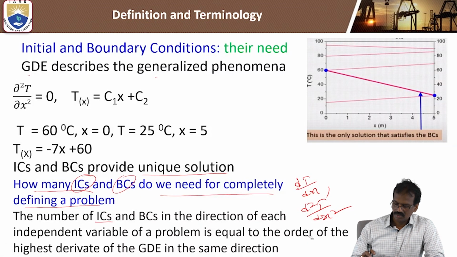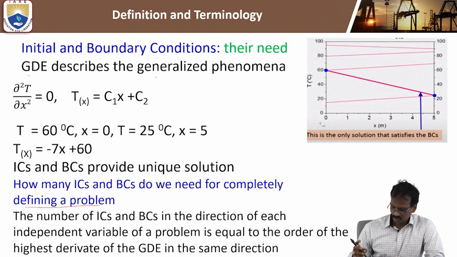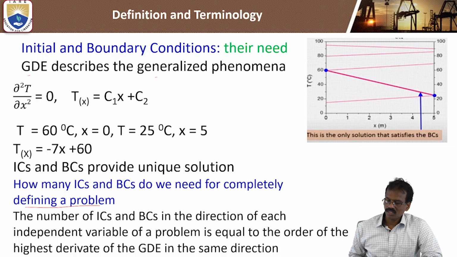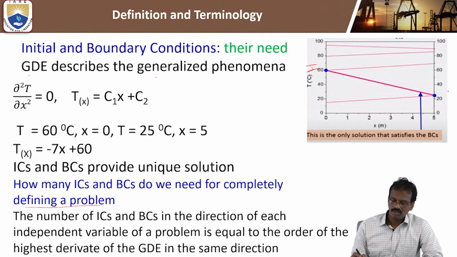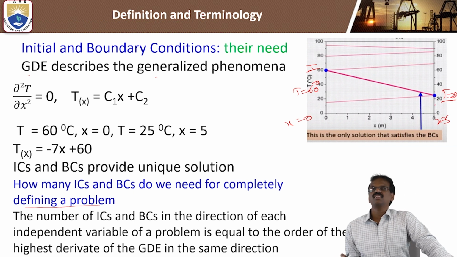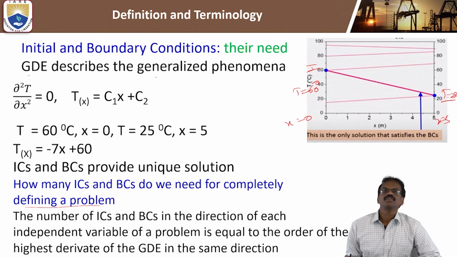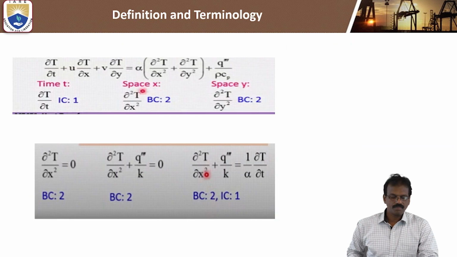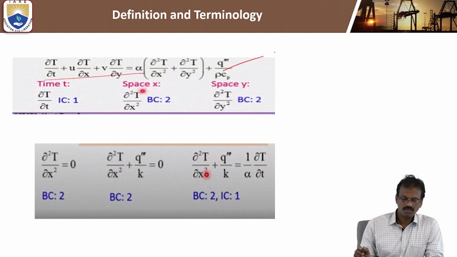Based upon the order, boundary conditions will depend upon this one. Here we'll see some examples of this one. So these are the initial conditions and boundary conditions. At x equal to 0, the temperature is equal to 60. At x equal to 5, the temperature is equal to 25. By using these boundary conditions, you can find out the rate of heat transfer in this condition.